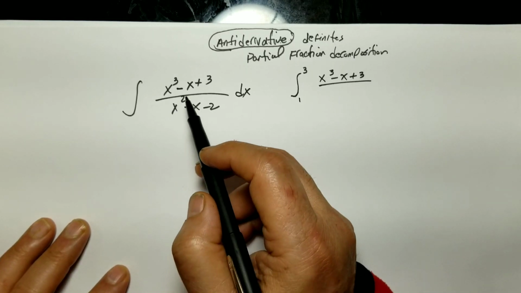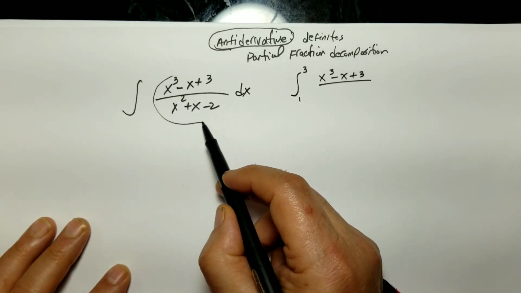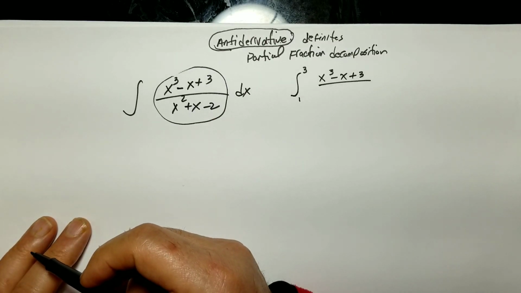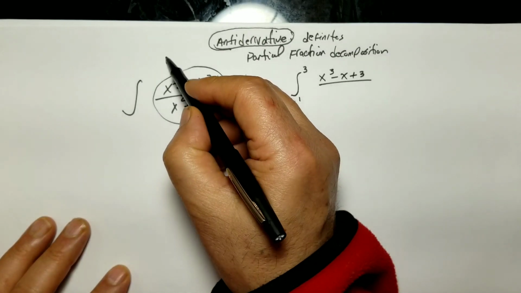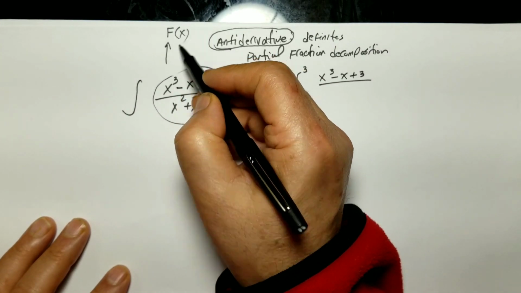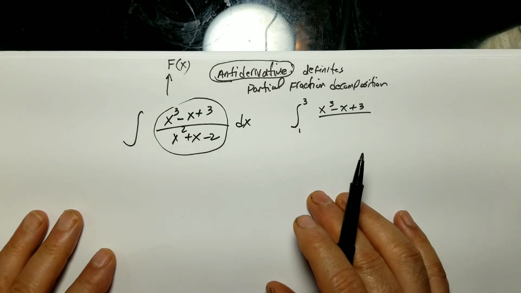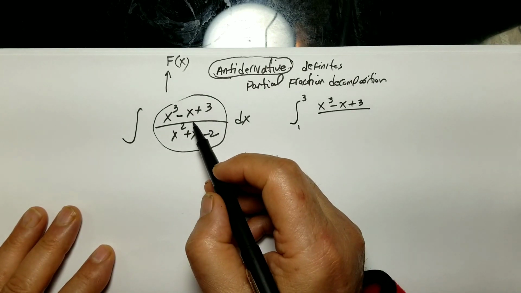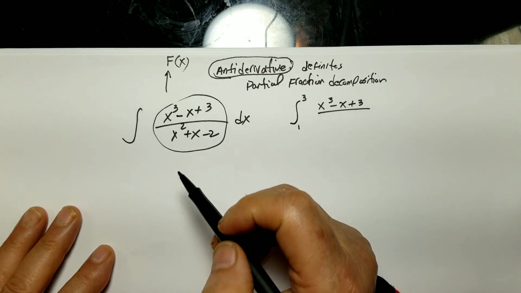Today, I want to take this function, which is the derivative of some function, and that function is represented by the x. And how am I going to find its antiderivative?